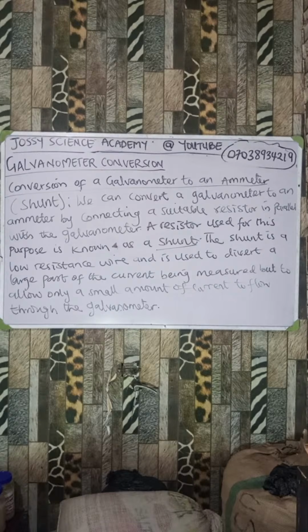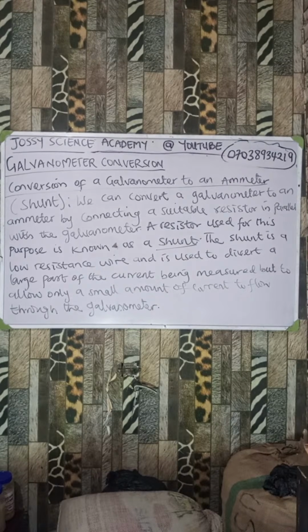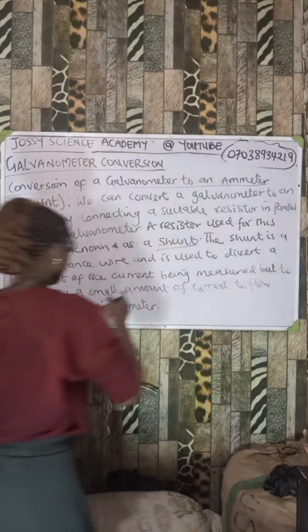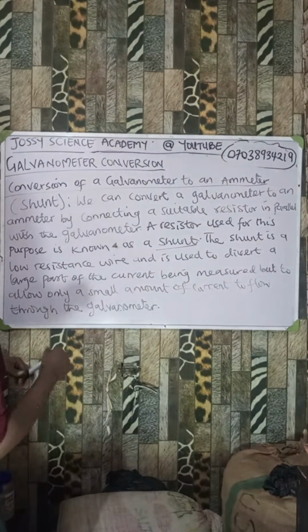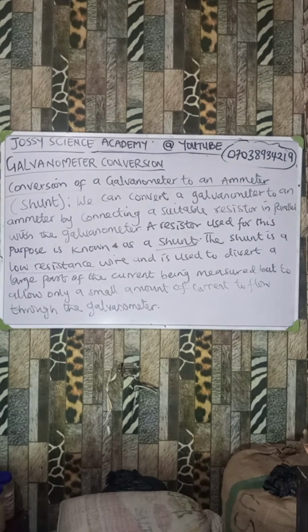Now, one thing that is important that you should note in this statement is that for us to convert a galvanometer to an ammeter, we use a low resistance wire called a shunt. And it must be connected in parallel. Very, very important. You must note. It must be connected in parallel. And it is a low resistance wire. And the name is what? Shunt. Please, these things I'm underlining are very, very important.